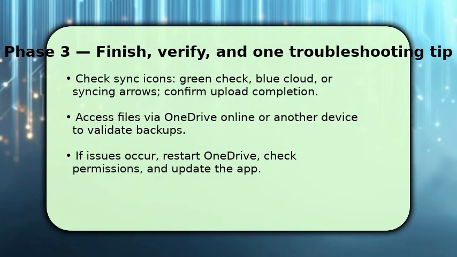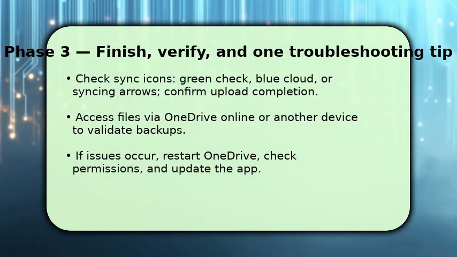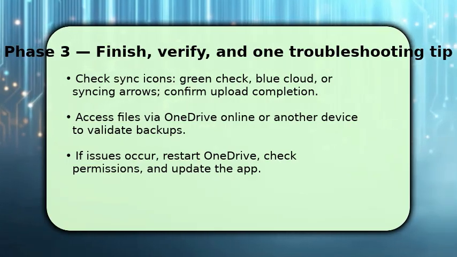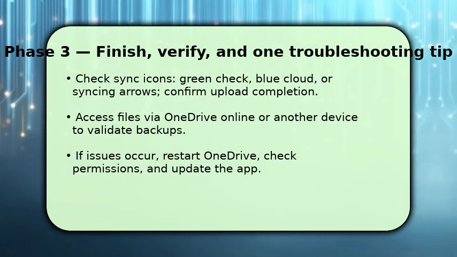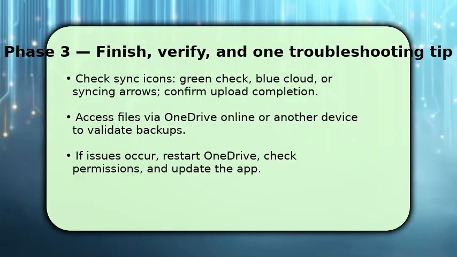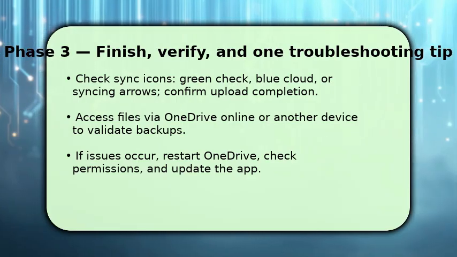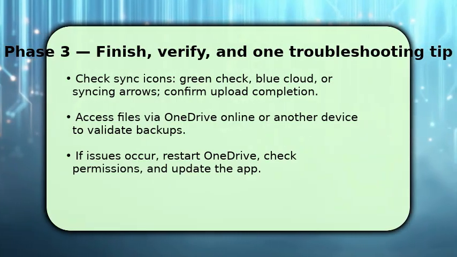You finish by verifying sync status. Look for green checks for available local copies or blue cloud icons for online-only files, and wait for syncing arrows to stop. Next, access OneDrive online or from another device to confirm your files are present. That proves the backup worked.